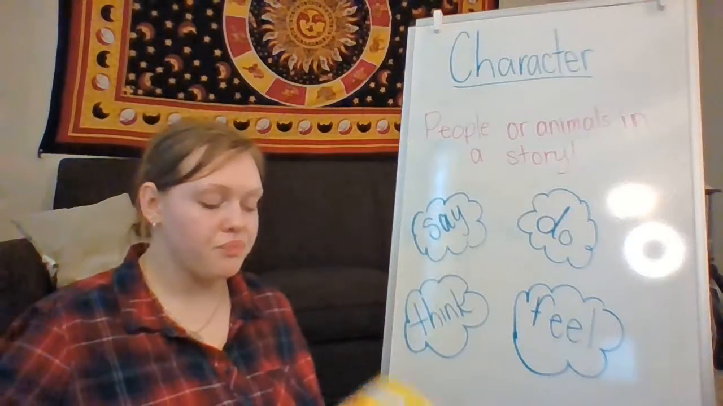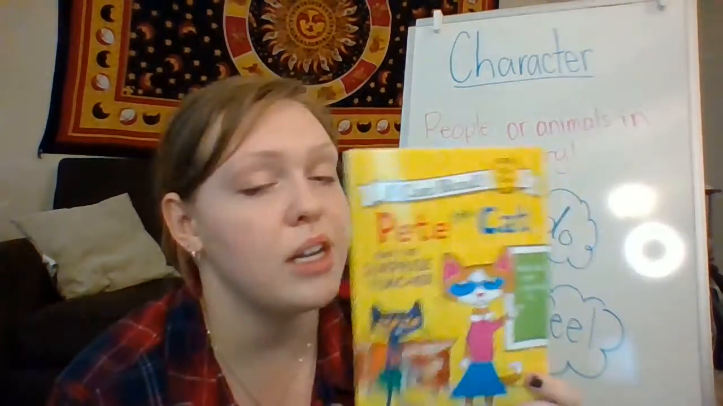So, in this story, we had lots of characters. So we can go ahead and talk about some of them. We know that two characters that stayed the same throughout the whole story were Pete and Mrs. Cat. They were in the story throughout the whole event. So were the other students. They had a lot to say, and so did the other students.